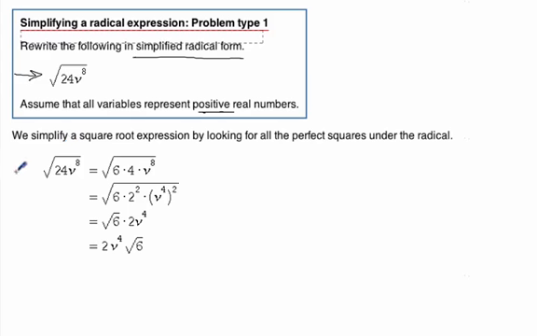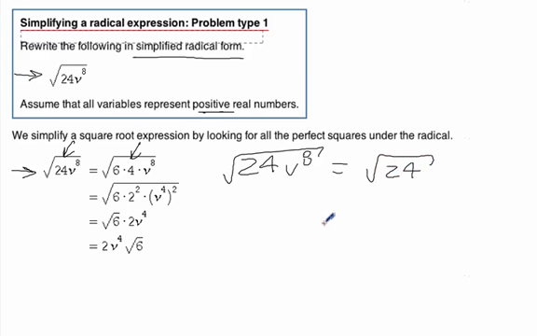Using our rule that we have used before, we know that the square root of 24v to the 8th can be broken up into its component parts. We want to look for a perfect square that goes into 24. Well, 4 goes into it nicely, so we can break that up. So we can think of this as separate problems. Let's simplify the square root of 24, and then let's simplify the square root of v to the 8th.